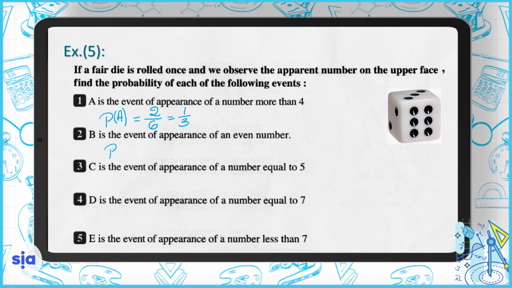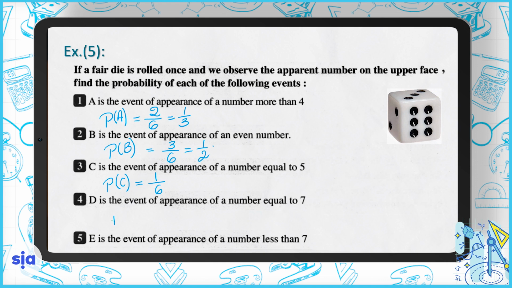Probability of B, it's the appearance of an even number. So we have 3 even numbers, the 2, 4, and 6, out of all the numbers, which are 6 numbers. So it's 1 over 2. Probability of C, which is the appearance of a number equal to 5. There's only one number equal to 5, which is the 5 itself. So it's 1 over 6.